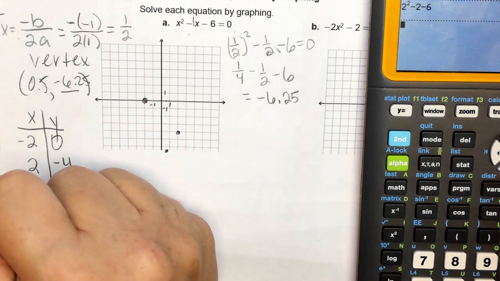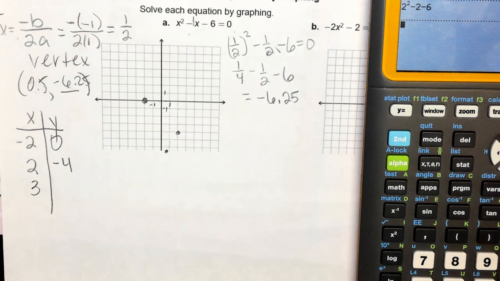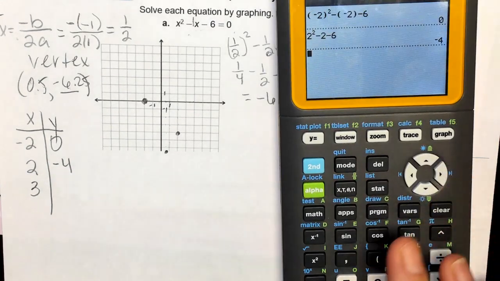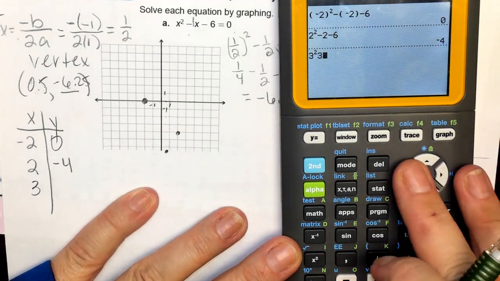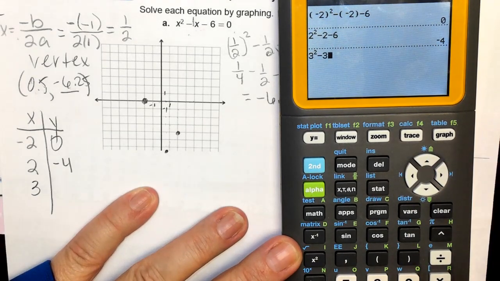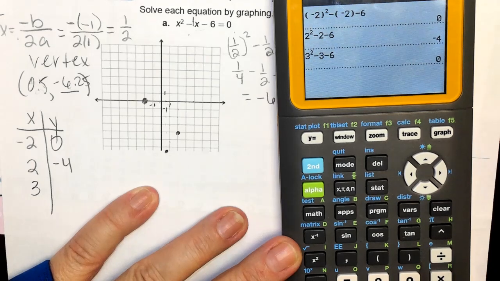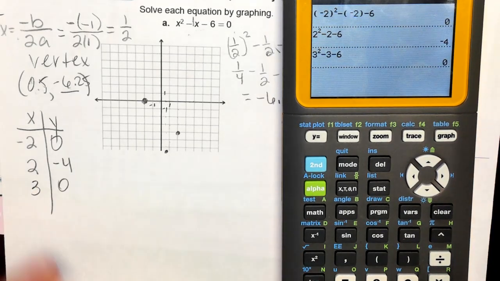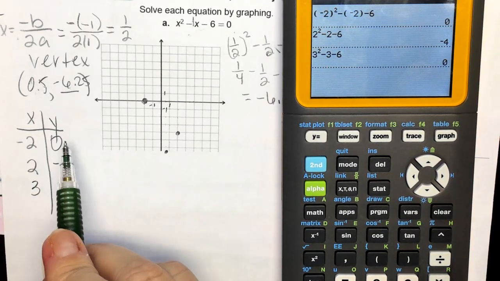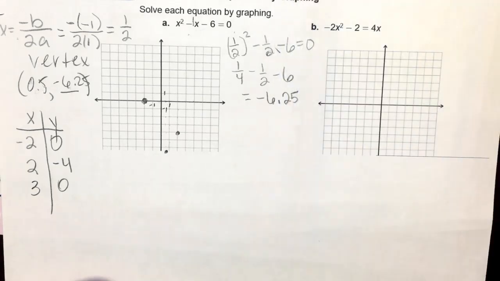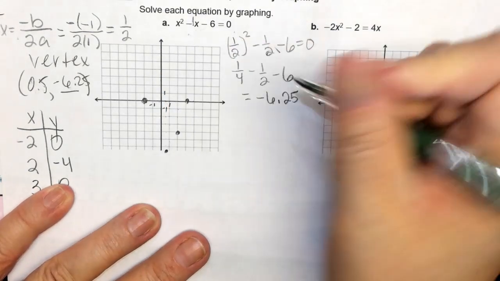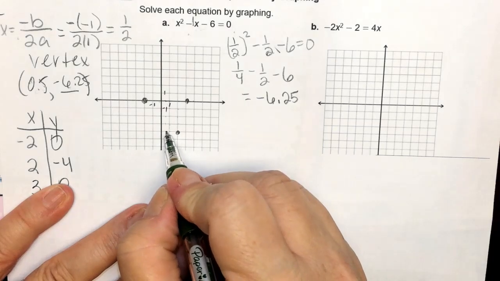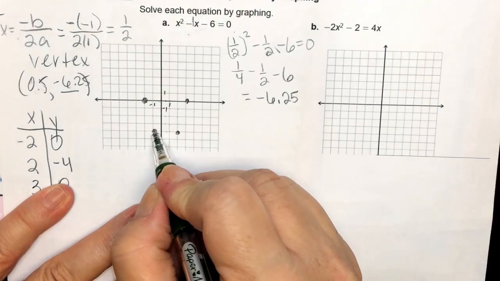So let's see what it is when x is 3. Let's see if that's our other x-intercept. So we're going to plug in 3, so 3 squared, oops, I forgot the minus, minus 3 minus 6. And we do get the other x-intercept of 0. So remember, your x-intercepts are when your y value is 0. So now we know that there is another point right here. And this is 1.5 away, so there would be another one right here too.